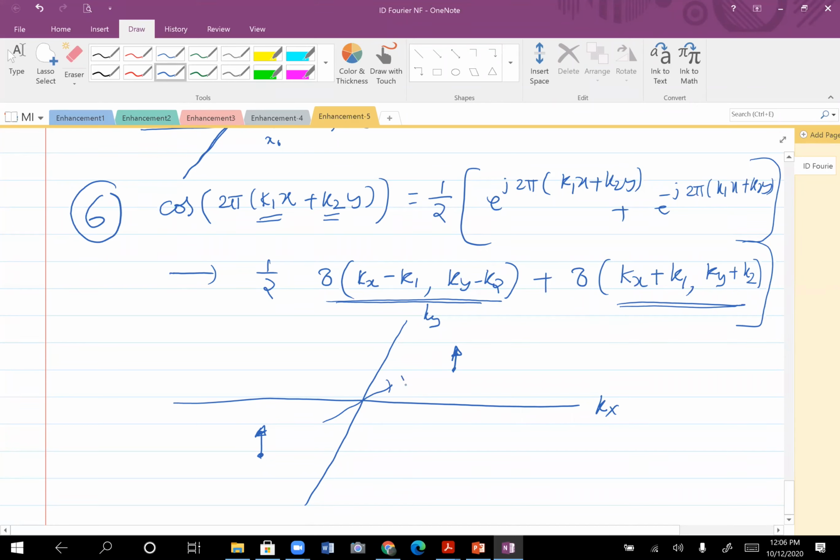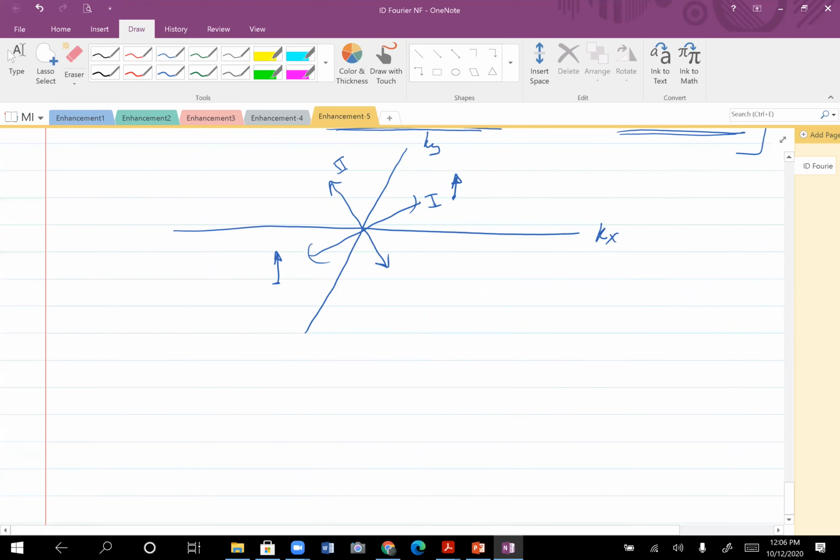Let me call this direction 1. I am not separating between going this way and going that way. Another, let me call this direction 2. Can you check in which direction it will be periodic in this case? Maybe it's a bit early for all of you to answer, so let's spend some time understanding this cosine. Most of you, I hope, would have tried it at home.